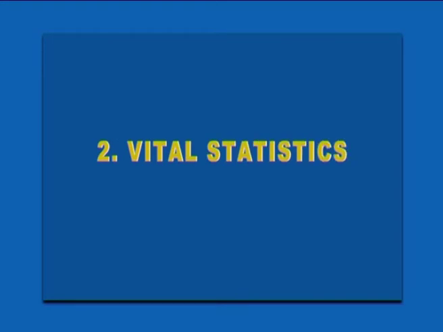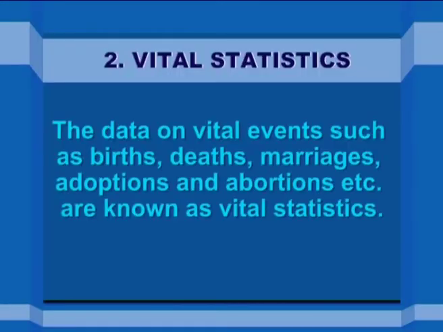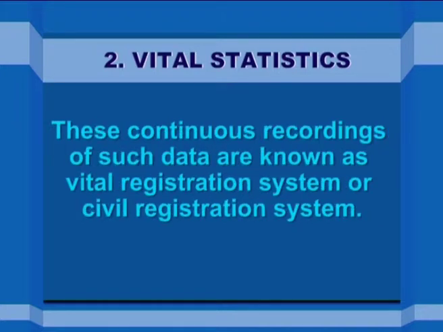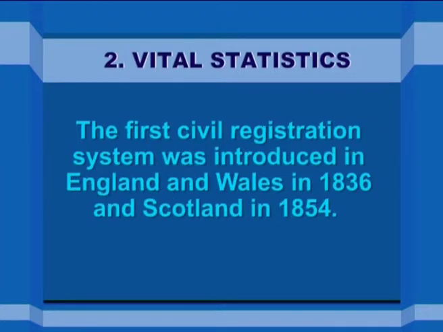The second method is vital statistics. The data on vital events such as births, deaths, marriages, adoptions and abortions, etc. are known as vital statistics. The continuous recording of such data is known as the vital registration system or civil registration system. The first civil registration system was introduced in England and Wales in 1836 and Scotland in 1854.